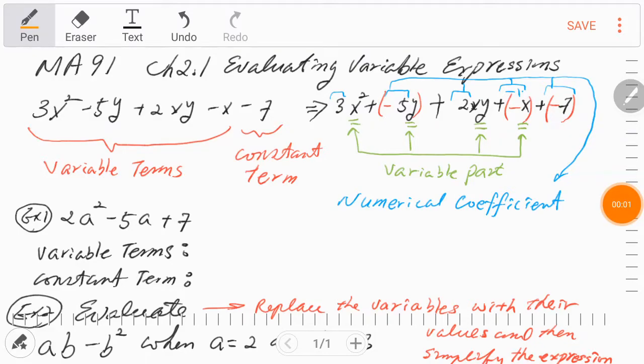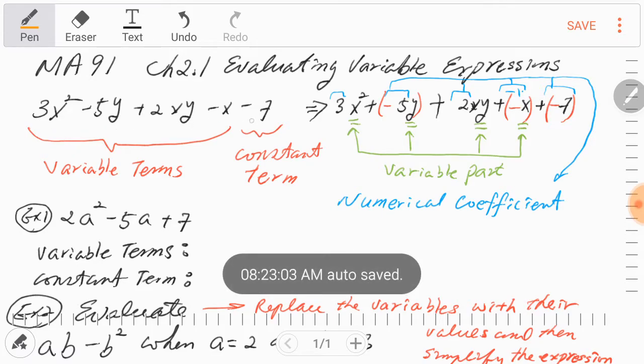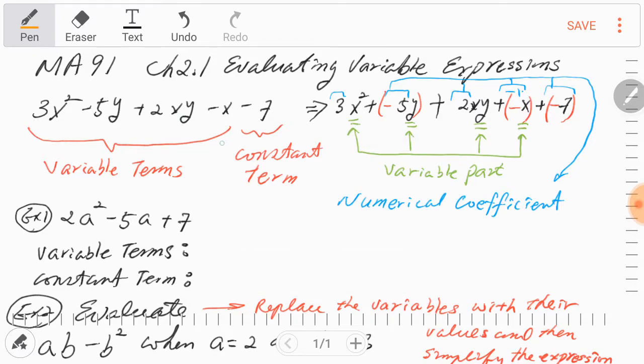This is Math 91, Chapter 2.1, Evaluating Variable Expressions. There are expressions with variables and numbers. So in this case, there are 1, 2, 3, 4, 5 terms. Terms are separated by addition or subtraction. So there are 5 terms, and some terms have variables like x squared, y, xy, x.